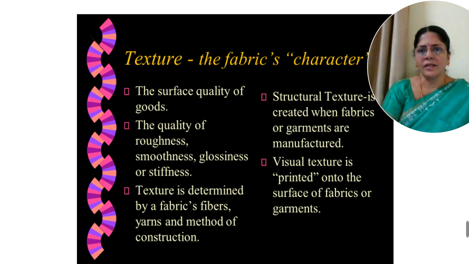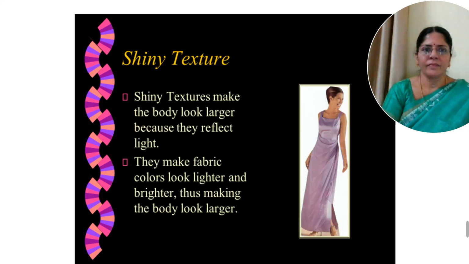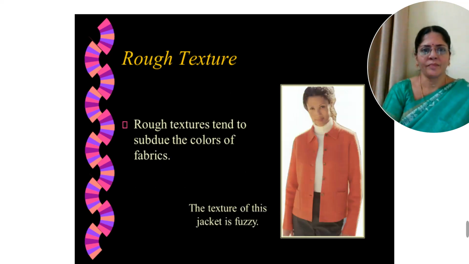Structural texture is created when fabrics or garments are manufactured. Visual texture is printed onto the surface of the fabric or garments. Smooth, flat textures make people look smaller. Shiny textures make the body look larger because they reflect light. That's the reason people who are on the heavier side should avoid shiny textures. They make fabric look lighter and brighter, thus making the body look larger.